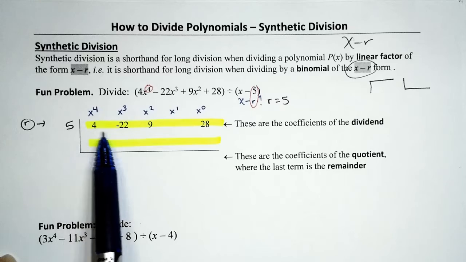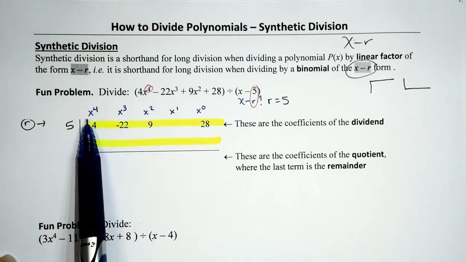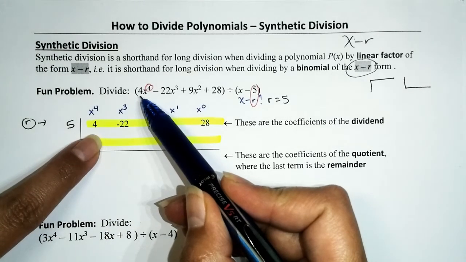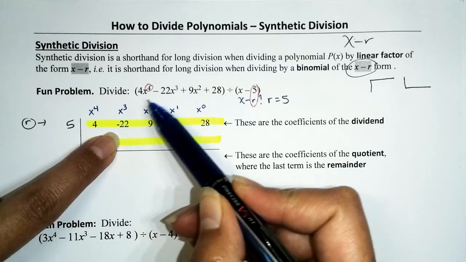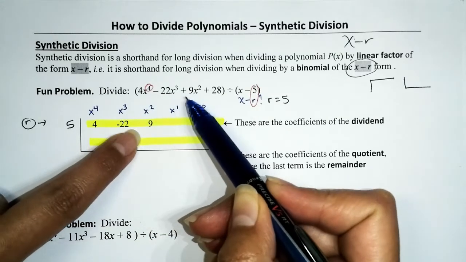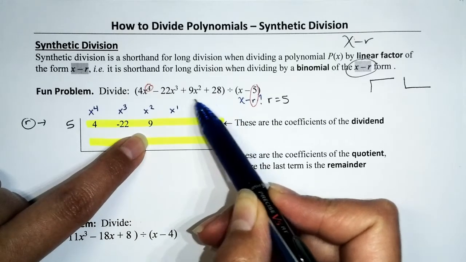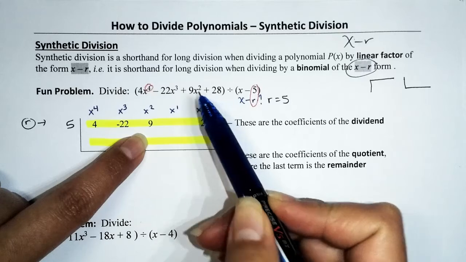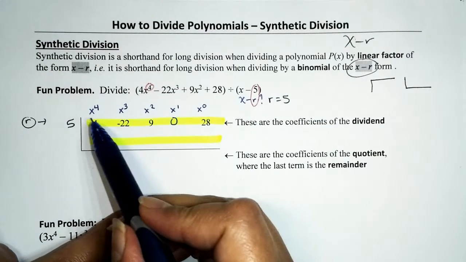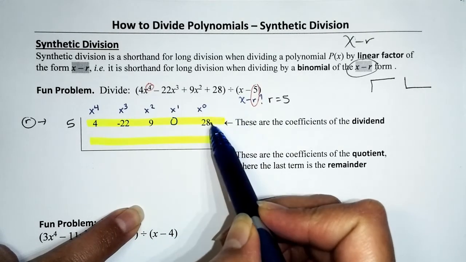So let's complete the top row. In the top row, we're going to put the coefficients of the dividend. For the degree 4 term, the coefficient is 4. The degree 3 term, coefficient is negative 22. Degree 2 term, coefficient is 9. Degree 1 term, just kidding. We don't have an x to the 1st, so we're going to put a 0 placeholder. And our degree 0 term is the constant term, and apparently we do have it.